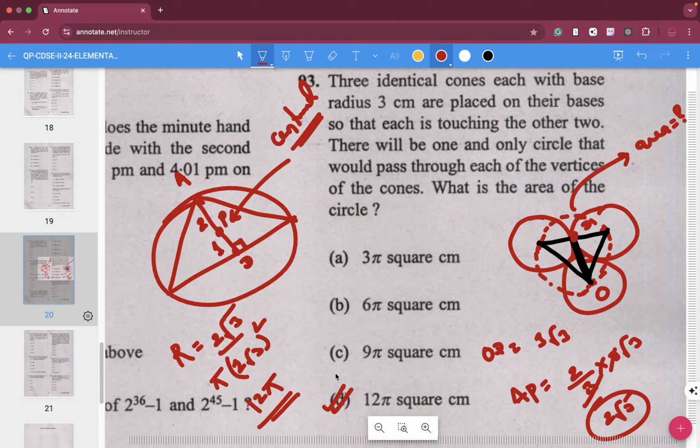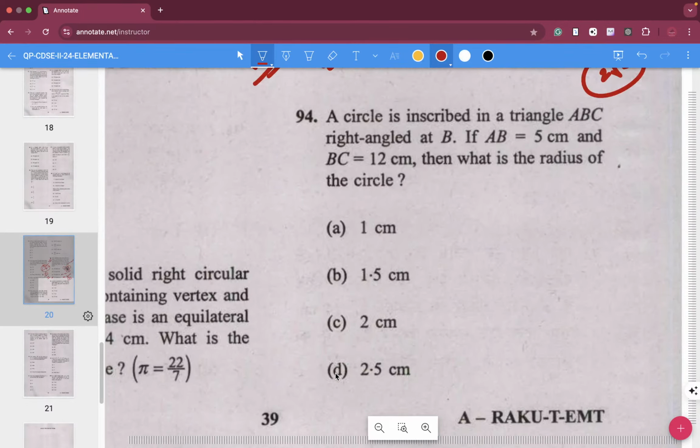All right, folks, we will move to the further questions. This was question number 93. Now this is question number 94, folks.